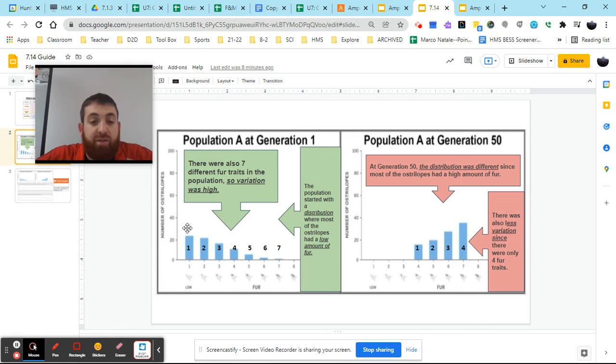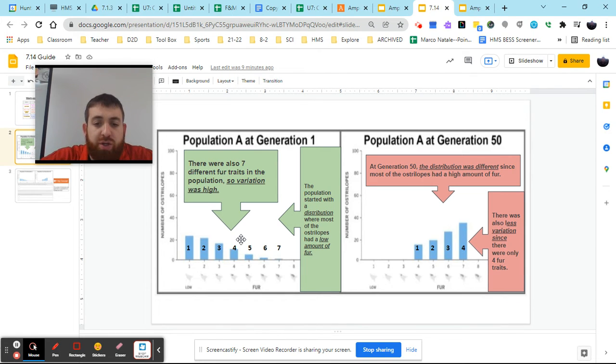Looking at the very first population histogram, we can see that there are 7 different fur traits, 1 to 7. 1 means they have very low fur, and as we get to 7, they get more and more fur. So if we look at the variation, the variation was high. We have 7 variations of this one trait.